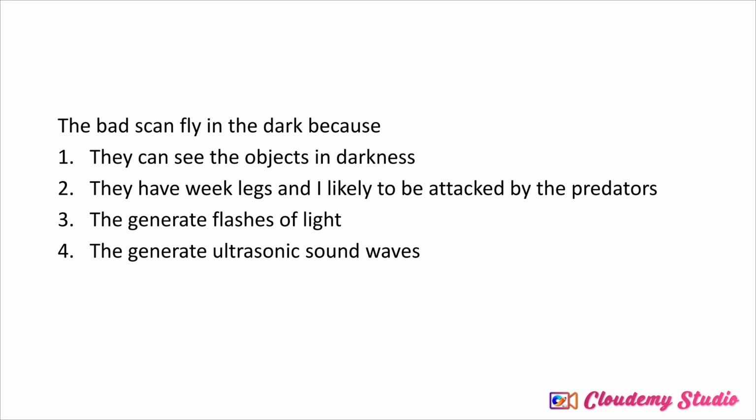Bats can fly in the dark because they can see the objects in darkness, they have weak legs and are likely to be attacked by predators, they generate flashes of light, or they generate ultrasonic sounds. Of course, ultrasonic sound waves.